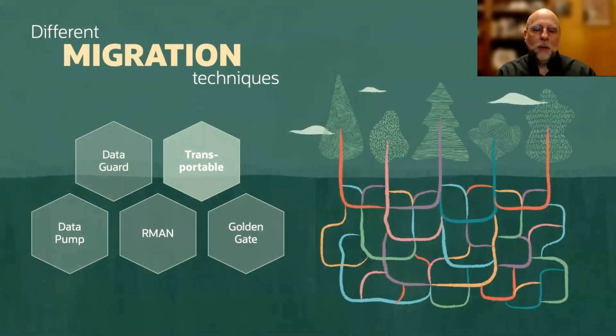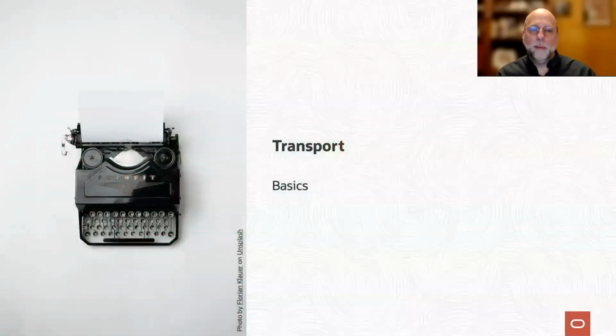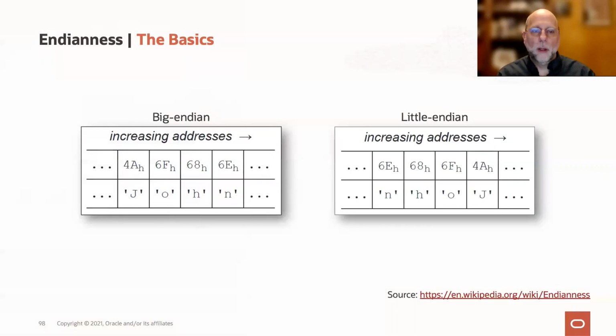So RMAN is a great way to get a database from one server to another, and you can even use incremental backups to reduce the downtime and combine it with a database upgrade if you want to upgrade on that new server. But there are other techniques as well that might be useful when you want to move entire database files and not have to do an upgrade when you're doing this migration. One of those is transportable tablespaces. So I'll give you the basics of transportable tablespaces, and then Daniel can get you into some of the nuts and bolts. The first of the basics is endianness.